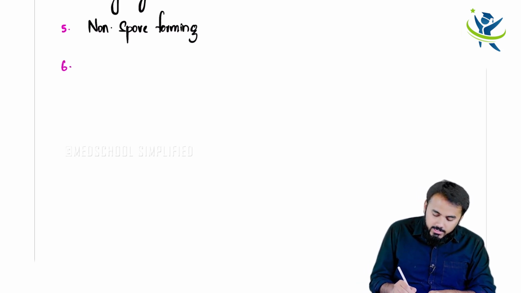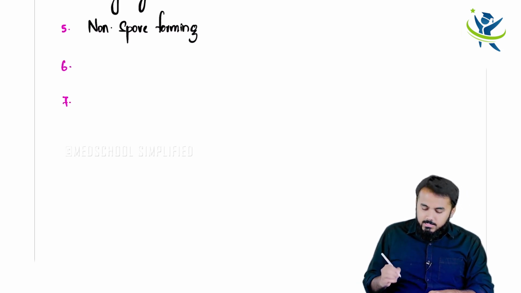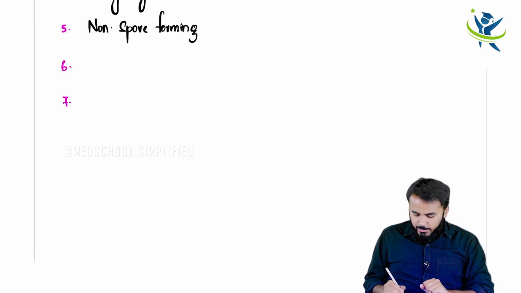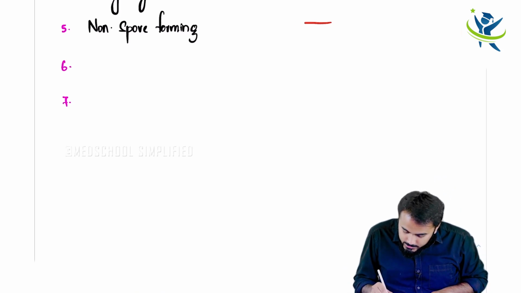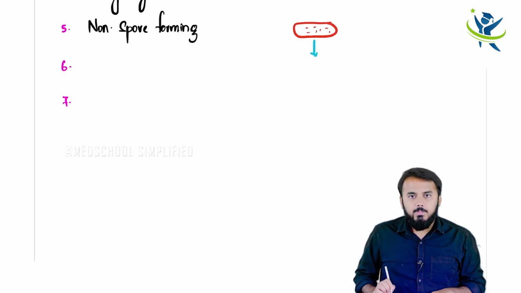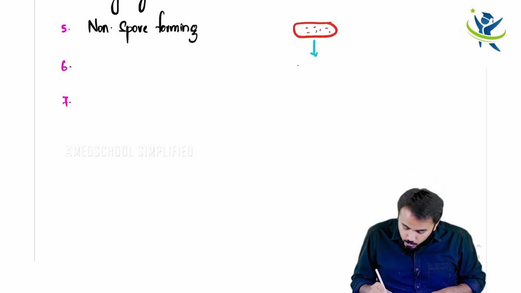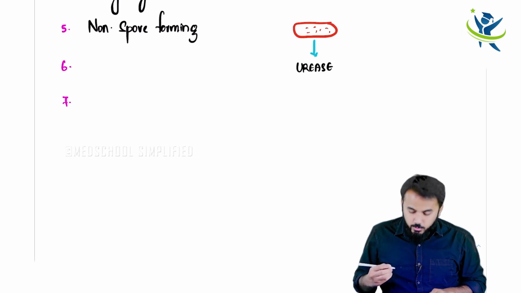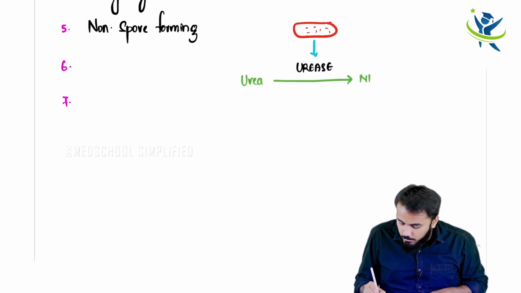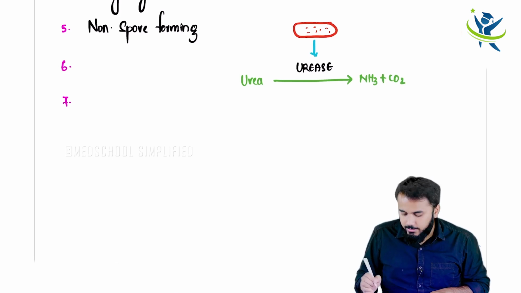Another important thing you need to know is that this bacteria does one reaction, guys. So let me draw the bacteria first and explain what reaction it does. Let us say that this is a bacteria over here. This bacteria releases a specific enzyme, and the name of that enzyme is urease. What urease does is, it basically converts urea into ammonia plus carbon dioxide.